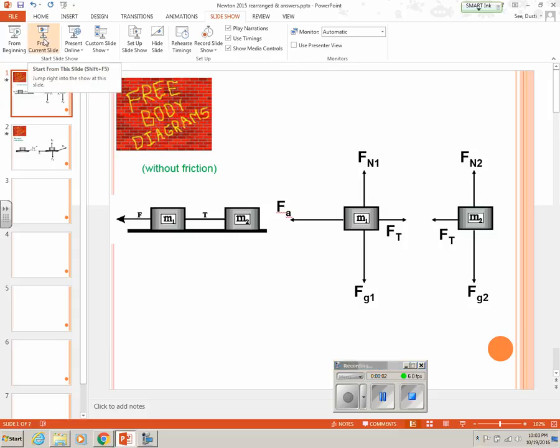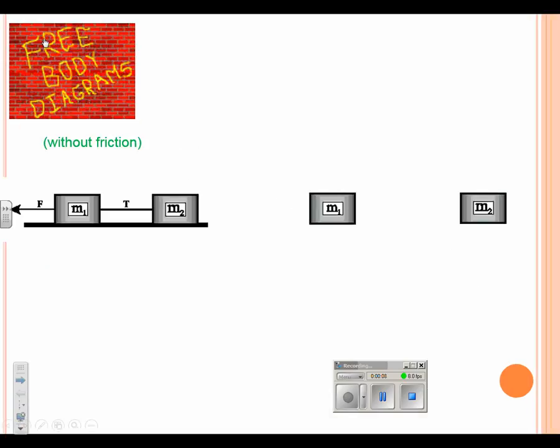Right, ladies and gentlemen, we were working on free body diagrams in class, and this was example 4. I got to example 4 with some of the classes, didn't get there with others, so we're going to go from there now. We have mass 1 and mass 2 connected with a rope, and we are pulling on mass 1. It says that there's no friction.